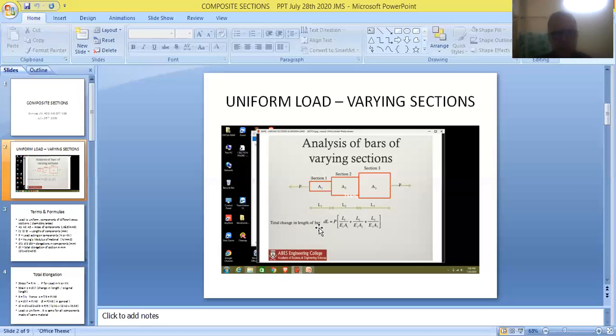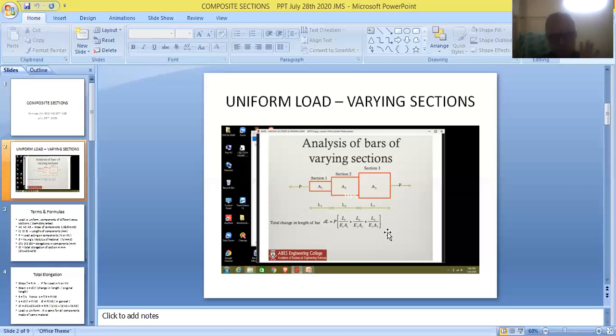Composite sections are also called bars. So it is written as total change in the length of the bar. It can also be written as total change in the length of the composite section, or simply as the total elongation of the composite section. So friends, all these words convey the same meaning. Whatever may be the case, we need 4 parameters: one is capital P, the other is small l values, thirdly capital A values, and lastly E values.